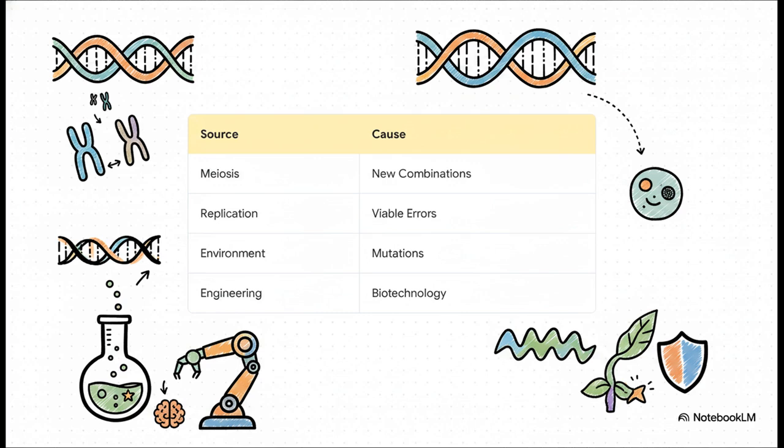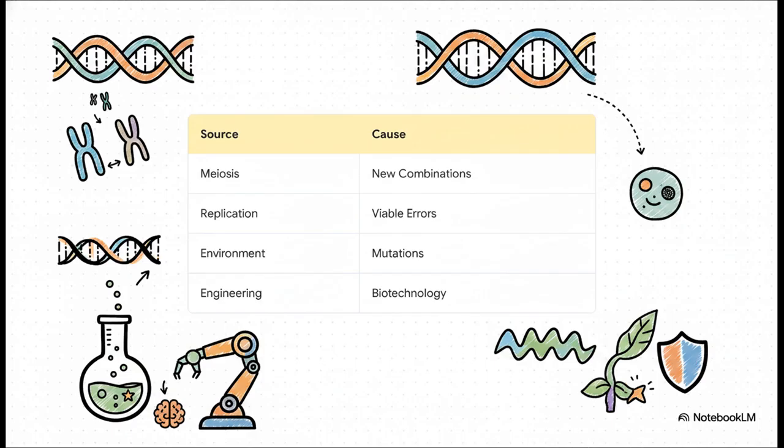Now, I always think viable errors sounds like a terrible indie rock band name, but in biology, it just means a tiny typo in the DNA copying process that the organism actually survives and passes on. Pretty cool, right? Third, we have environmental factors. These can cause mutations from your surroundings, like UV radiation from the sun affecting your skin cells.